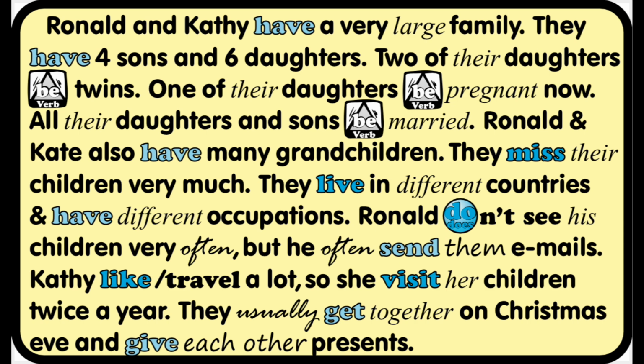Ronald and Kathy have a very large family. They have 4 sons and 6 daughters. 2 of their daughters are twins, gemelas. One of their daughters is pregnant now. All their daughters and sons are married. Ronald and Kate also have many grandchildren. They miss their children very much. They live in different countries and have different occupations. Ronald doesn't see his children very often, but he often sends them emails. Kathy likes to travel a lot, so she visits her children twice a year. They usually get together on Christmas Eve and give each other presents.